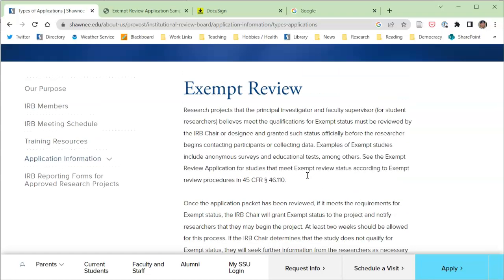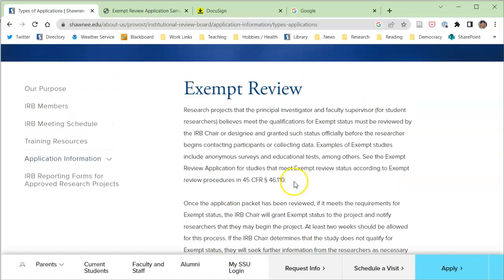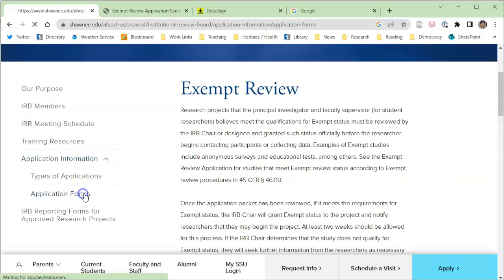Most of the proposals I've submitted have been exempt, and I've had 1 or 2 that were expedited, and they were expedited because they involved a risk of privacy breach, because we needed to share information with other people on campus, or it was an issue of we were working with minors, and so an expedited was required in that instance.